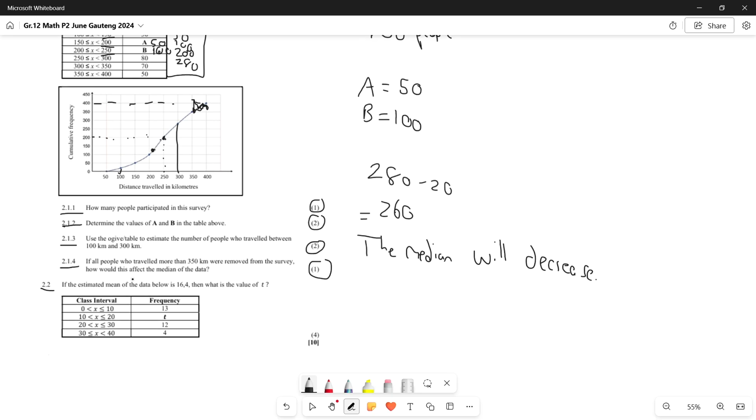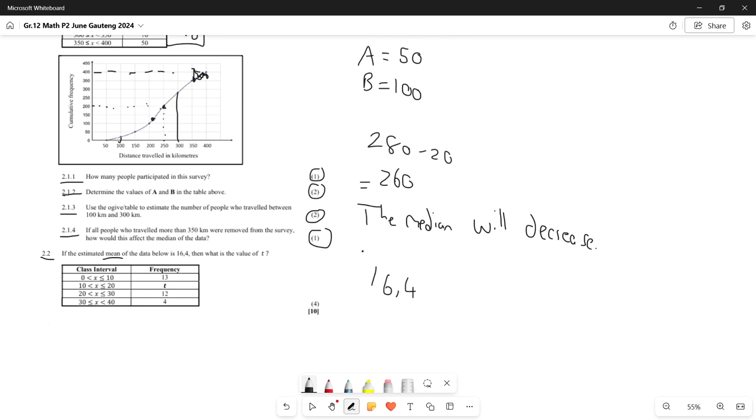So question 2.2, the last question of this section, says if the estimated mean, the average of the data below is 16.4, what is the value of t? So right now we have our class intervals 0 to 10, 10 to 20, 20 to 30, and 30 to 40. We have the frequency of each of these, and to set up the mean for a table that has class intervals and frequency, we go 16,4 because that is our average, and then take the midpoint of each interval multiplied by the frequency.